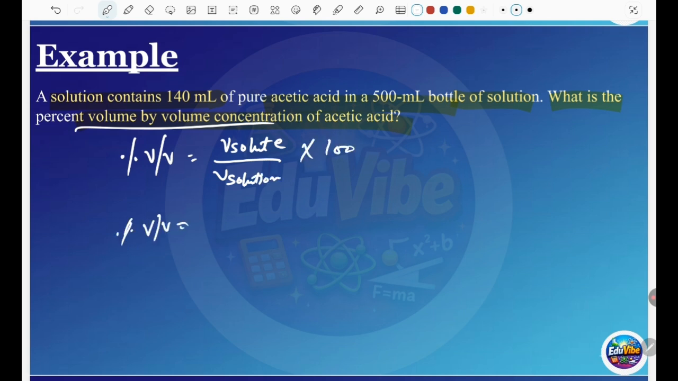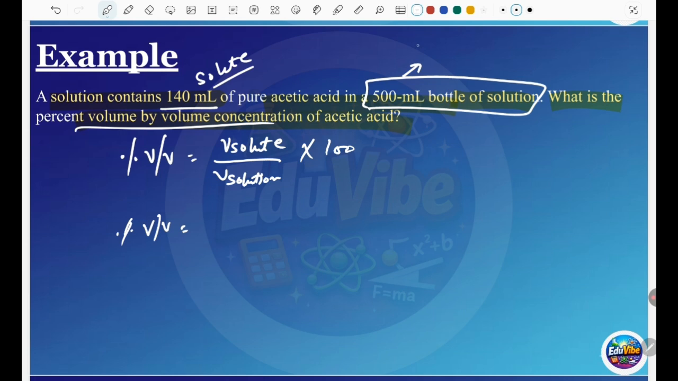So in this, what is the solute? The hint is that if you want to identify which is the solute and which is the solution, they mention it here, but sometimes if they're not mentioned, you have to know that the smaller thing, the 140 ml, is the solute. And 500 ml is the larger value than 140, so this is your solution. They clearly mention that over there.